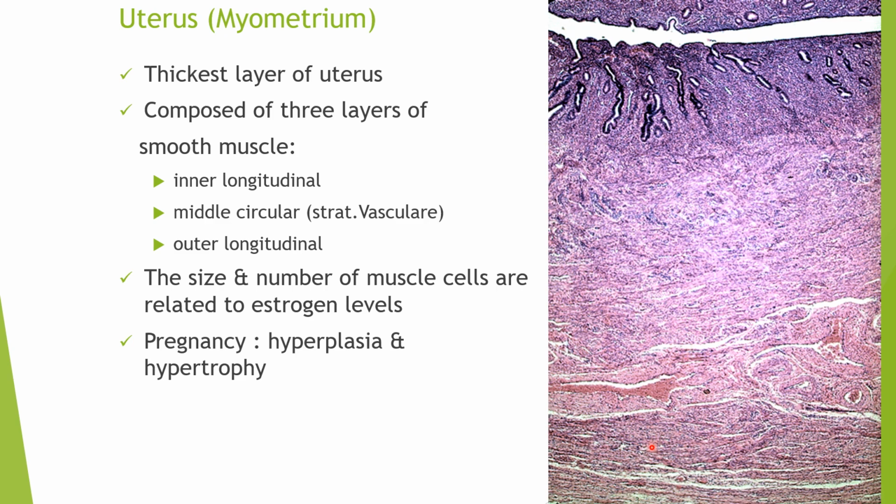The layer which is superficial to the stratum vasculare is called stratum supravasculare, and it also contains longitudinally arranged smooth muscle cells. The very important point is that the size and number of these muscle cells vary according to the level of estrogen. So in pregnancy, there is both hyperplasia as well as hypertrophy of the smooth muscle cells.